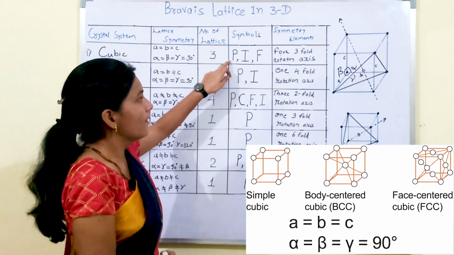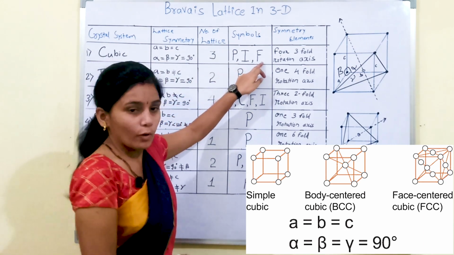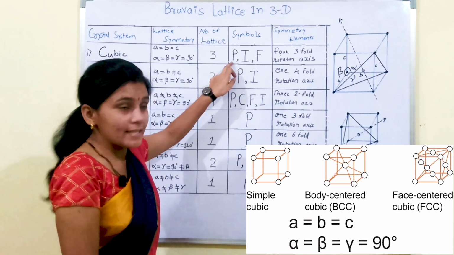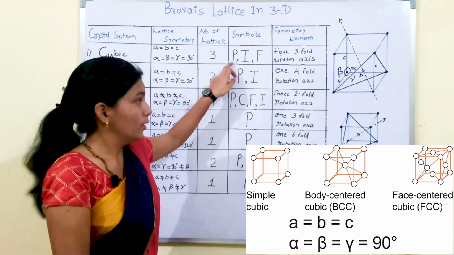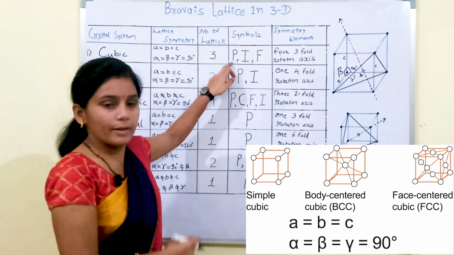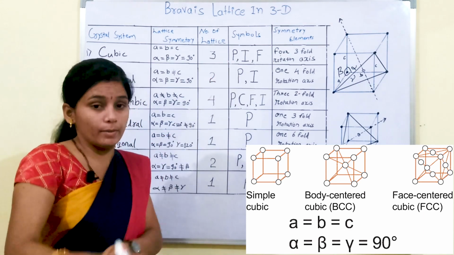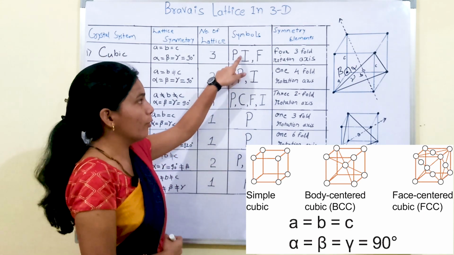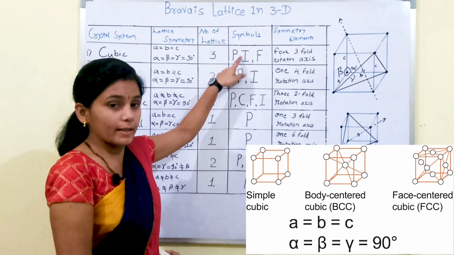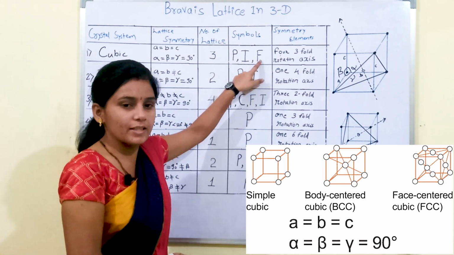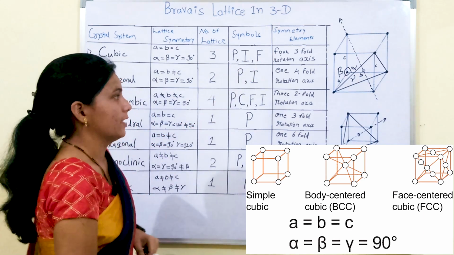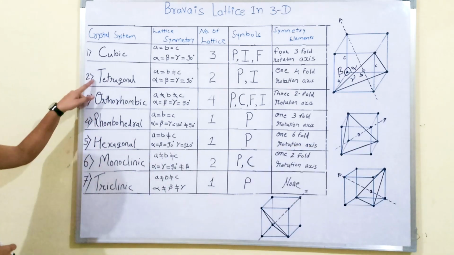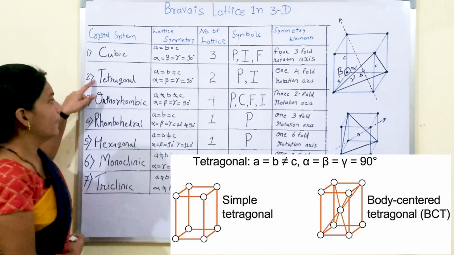These are P, I, F. What is meant by P? P is the primitive Bravais lattice, or we can say the simple cubic Bravais lattice. What is I? I is the body centered cubic Bravais lattice, and F is the face centered cubic Bravais lattice.